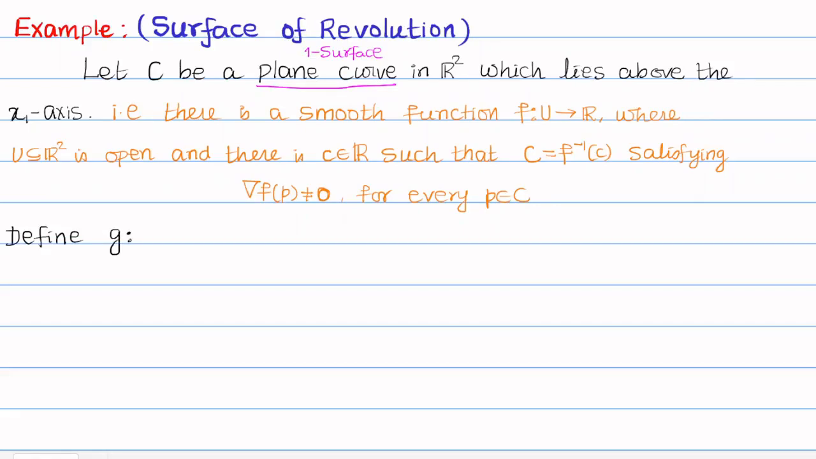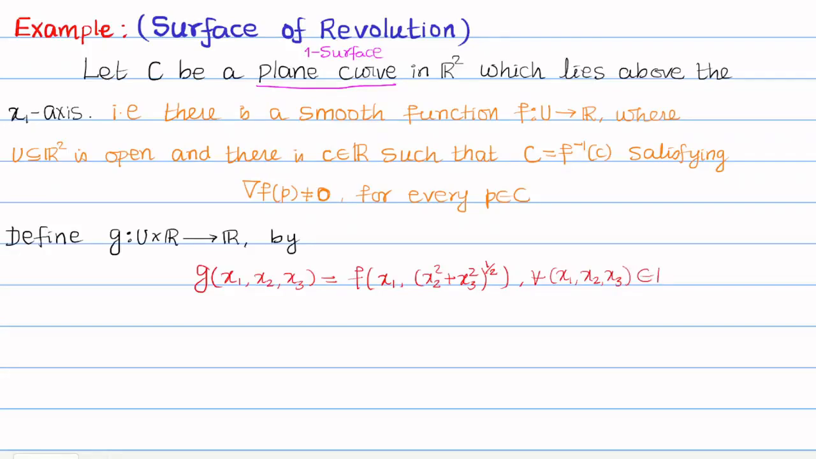G, okay, from U cross R to R. Define a function G from U cross R to R, defined in this way, that is G of, இதுல முதல்ல U வந்து R2 சப்செட், இங்க ஒரு R, so இது R3. அப்ப I call it x1, x2, x3, which is defined to be a function of x1, x2 square plus x3 square, the whole power 1/2, that is, root of, for every x1, x2, x3 belonging to my U cross R.